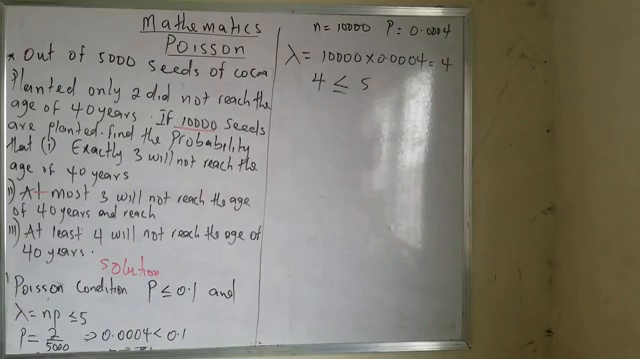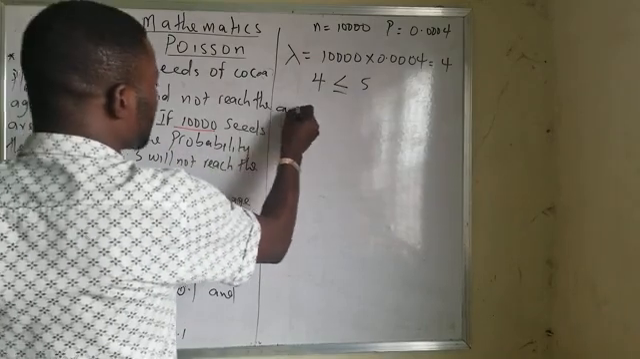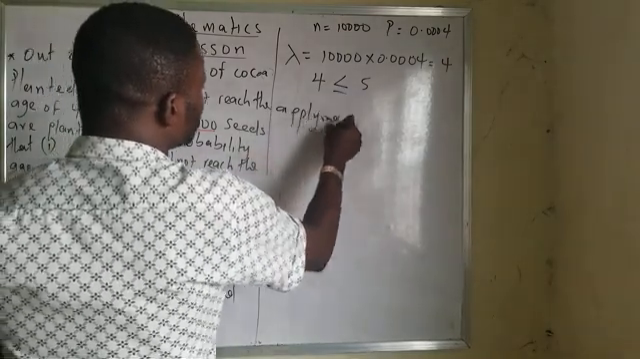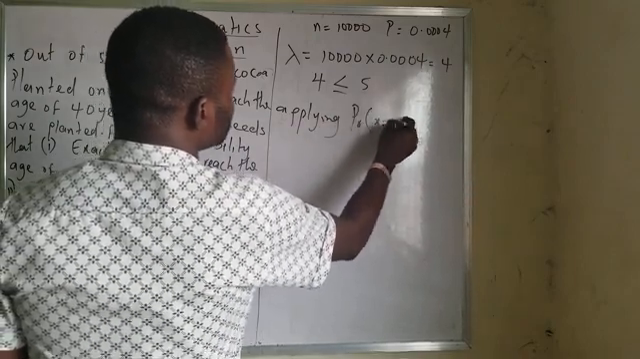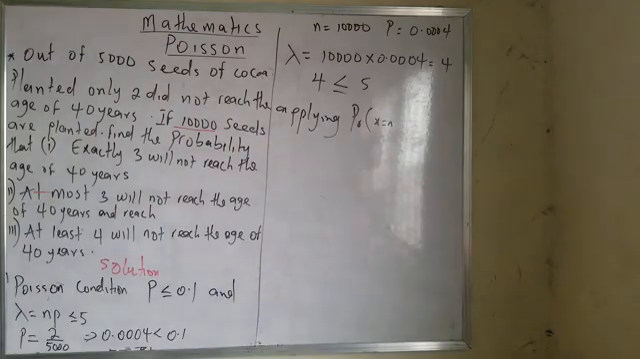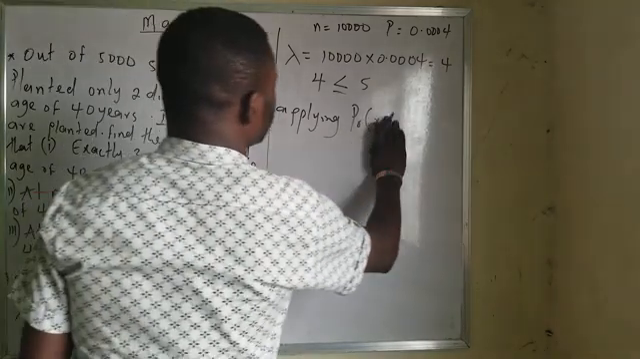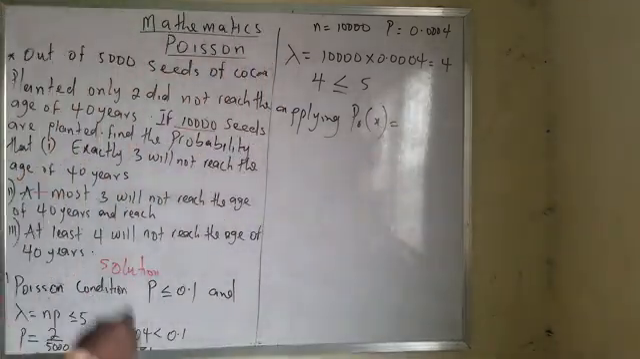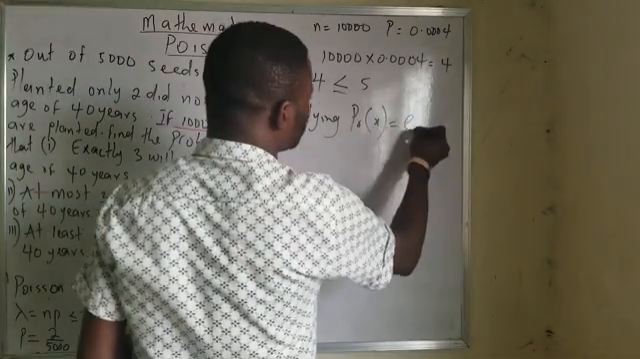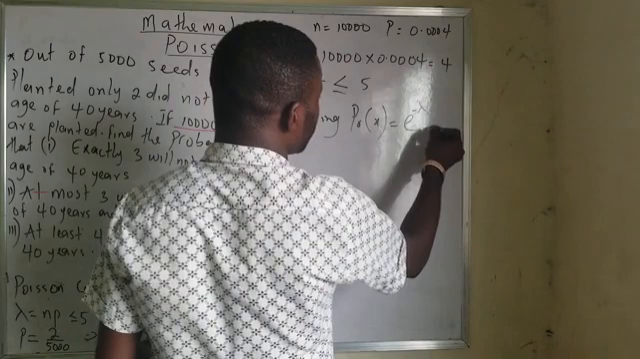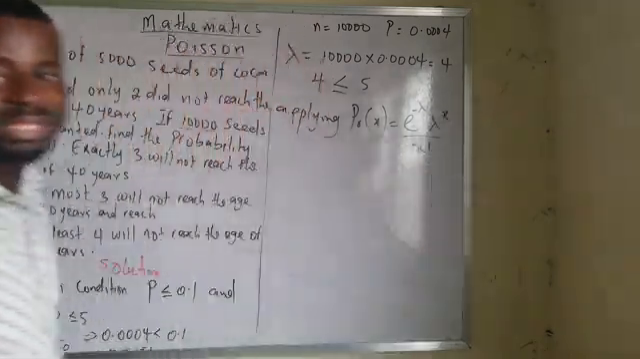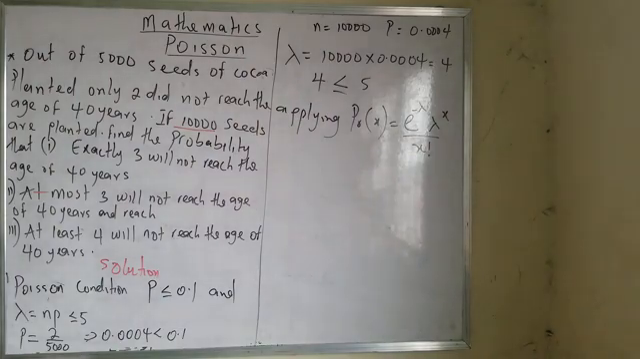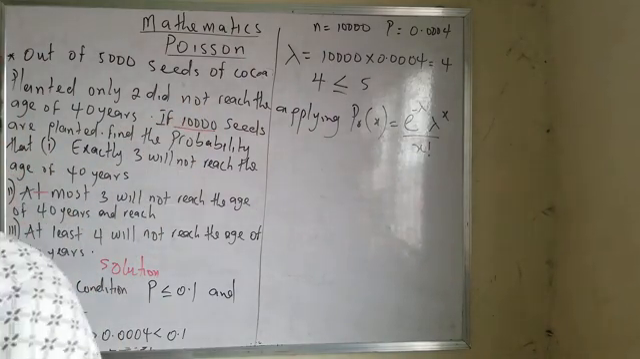Since that condition applied, let's now apply it. My P of S, let me just put a number, equals e raised to power minus lambda, lambda raised to power x, divided by x factorial. Now, since I have that, all that I need is already available.